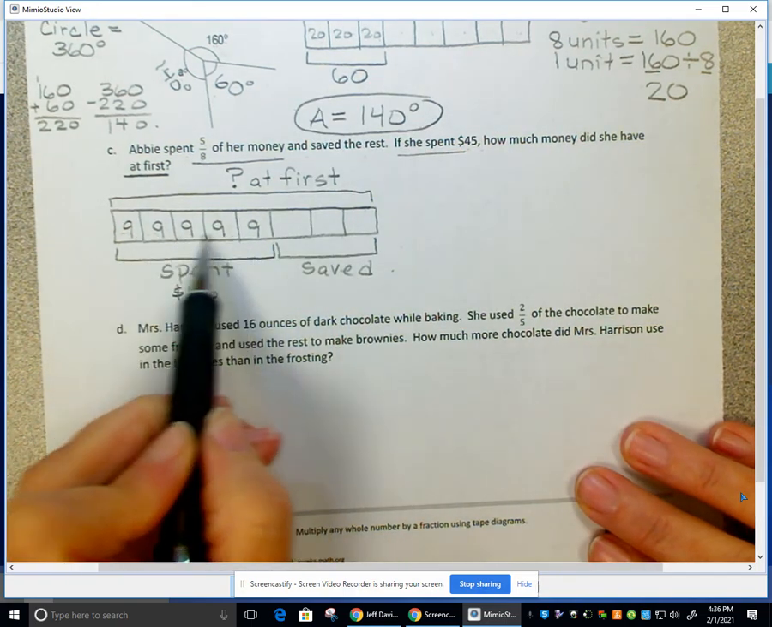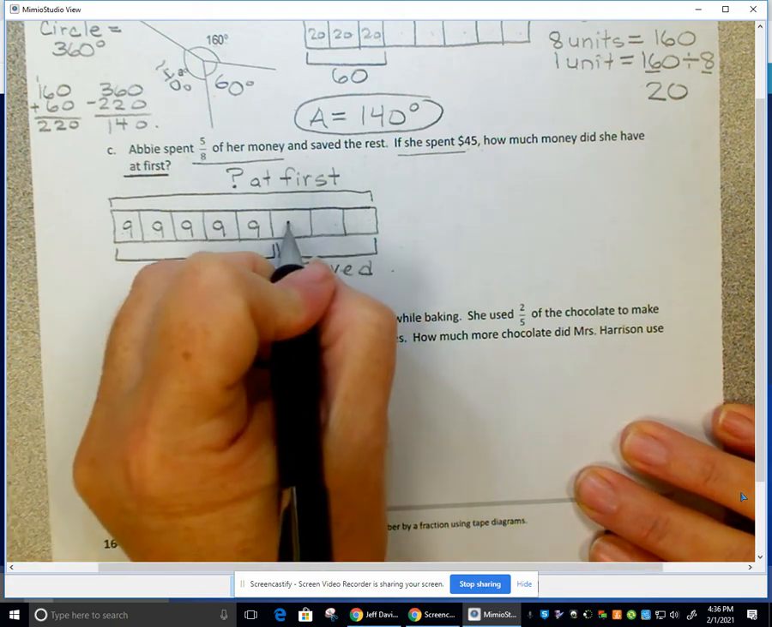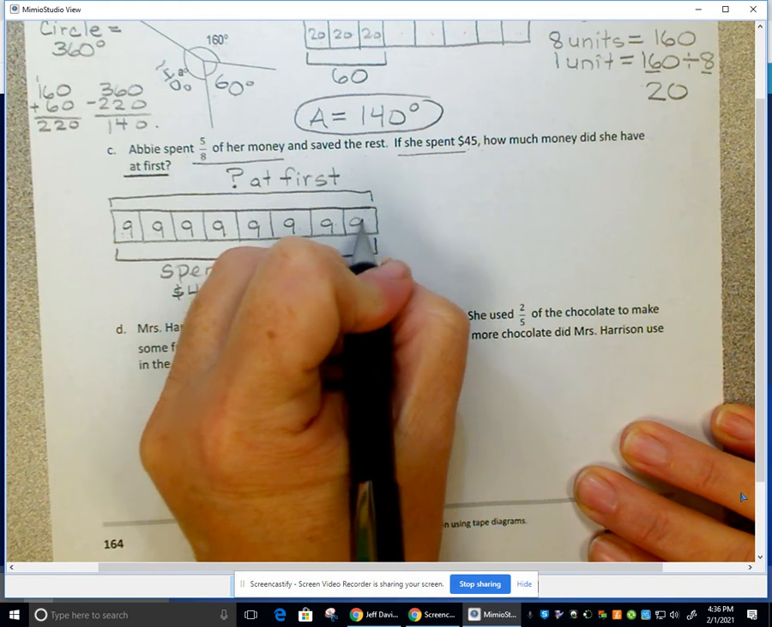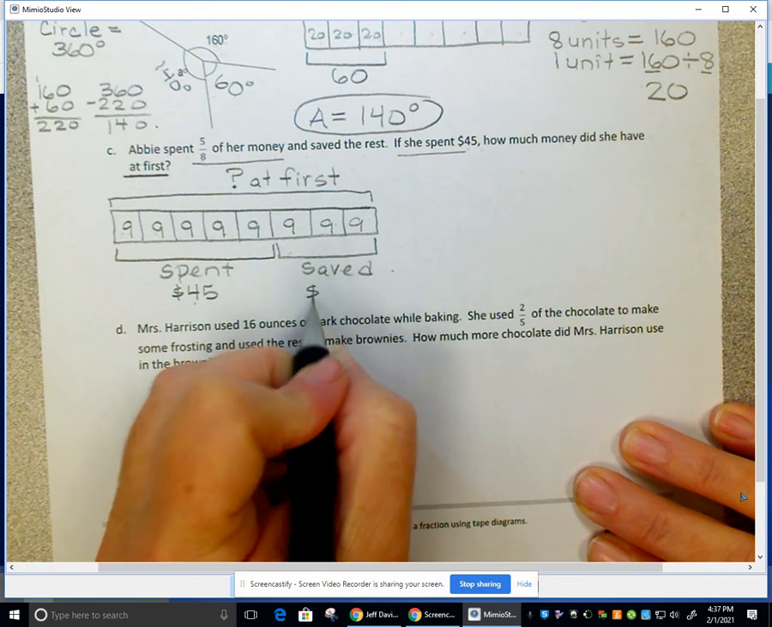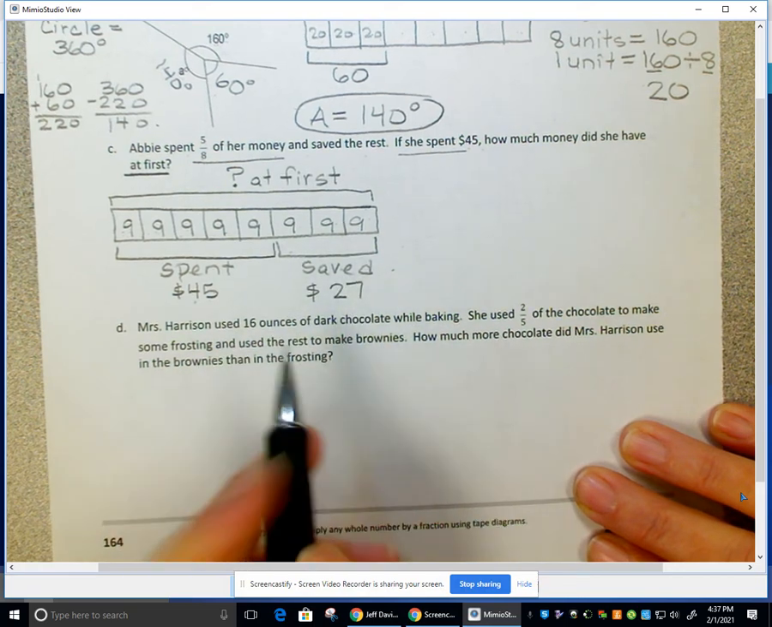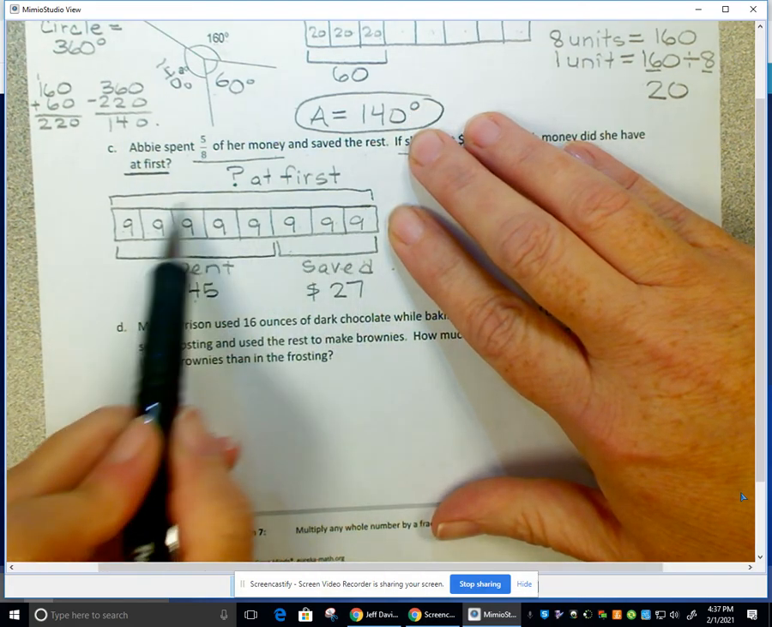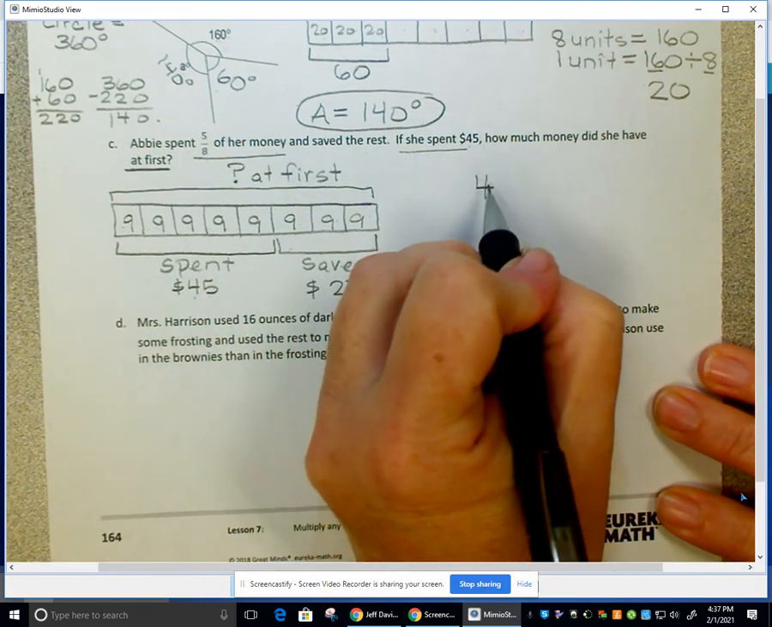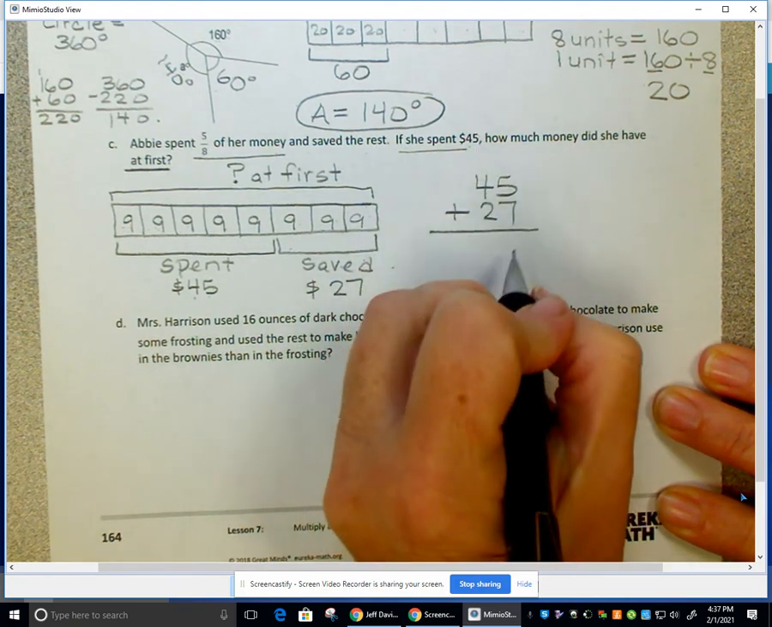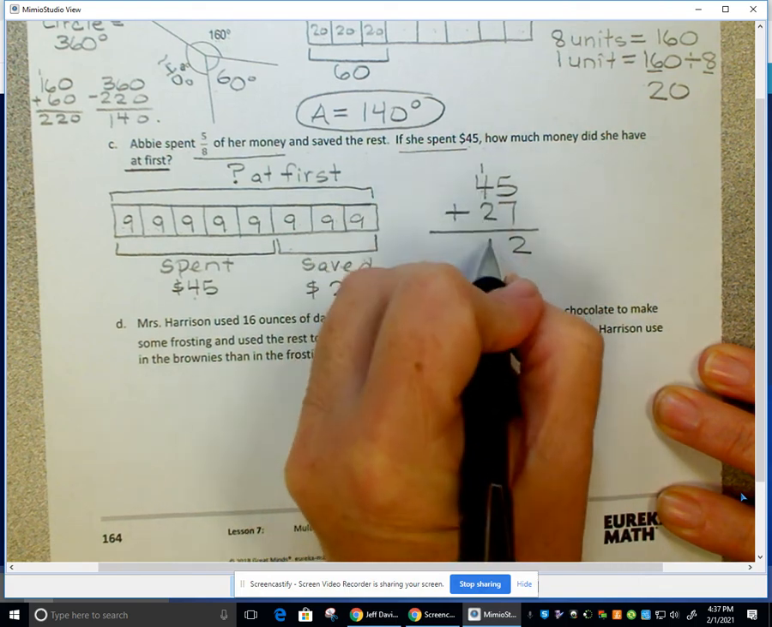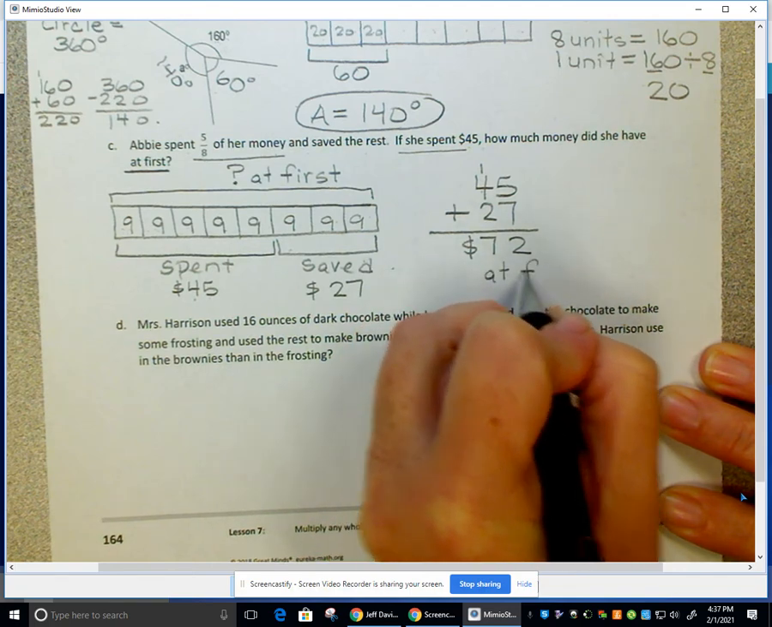So if each unit is 9, then each unit over here is 9. So what did she save? 3 times 9 is 27. And they want to know what she had at first. So I've got to put this all together. So I'll say 45 plus 27. That's $72.